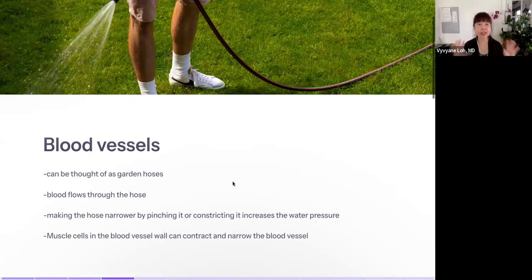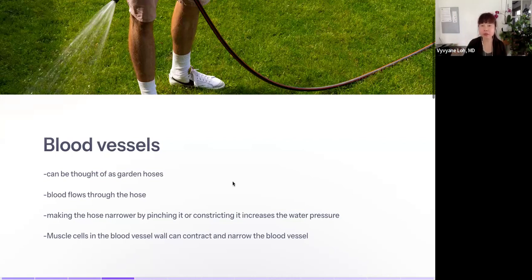Now let's go back and look at those blood vessels, in particular the arteries. We can think of them as garden hoses, and you can imagine the blood flowing through the hose. When you pinch the hose, you make it narrower, you constrict it, and this increases the water pressure inside. So in your blood vessels, when you narrow those blood vessels, you're increasing the blood pressure.